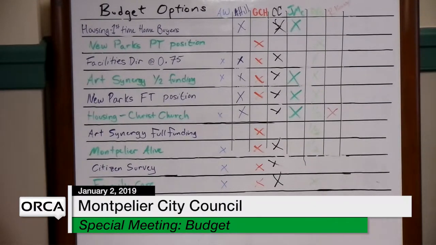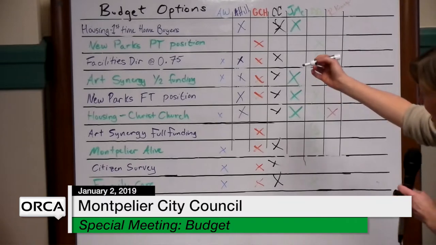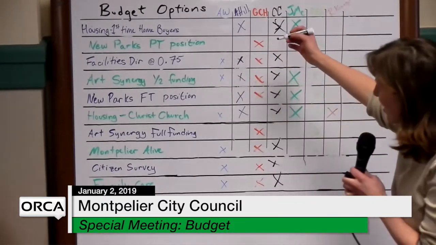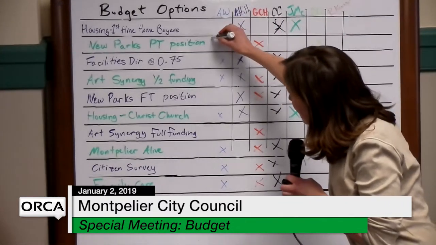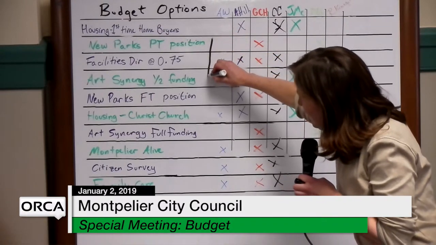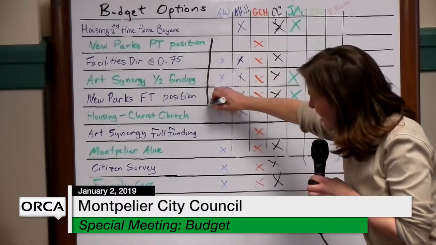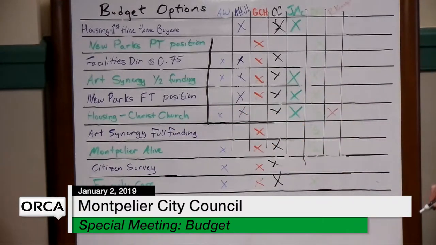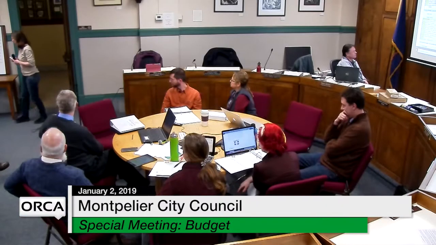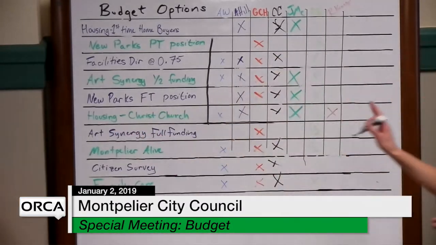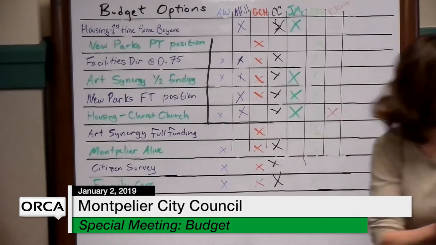All right, so what have we talked about? I need to just mark this off visually. So we've talked about this one, and this one, and this one. The new parks position, we talked about that. And we haven't done anything else. Am I correct? But I think it's fair to say that full funding is off the table for Art Synergy because five people said yay to half funding. I'm just going to leave it. Is that fair, team? We're going to leave that one out.